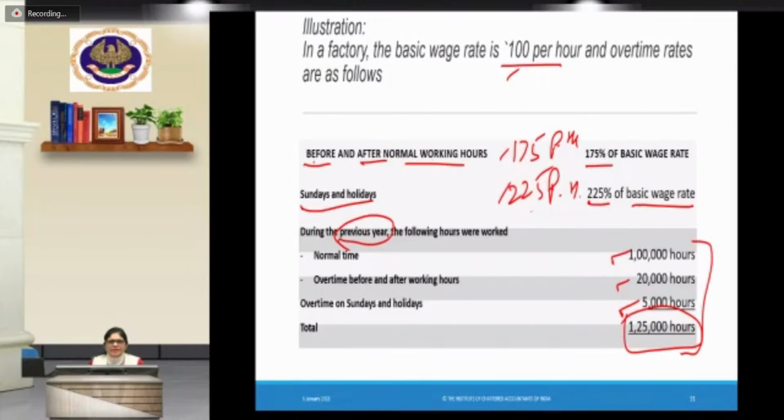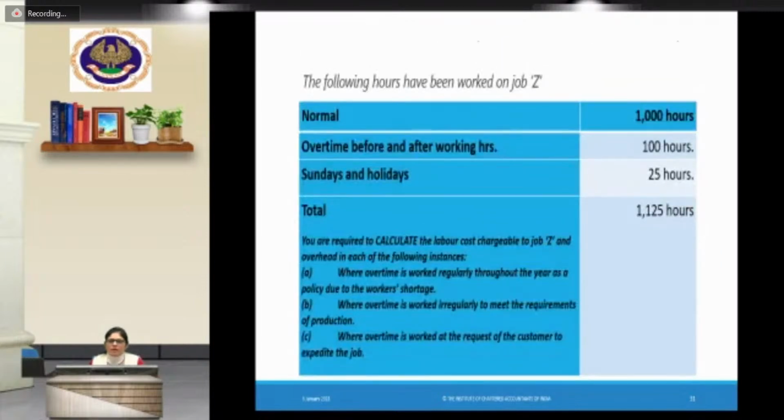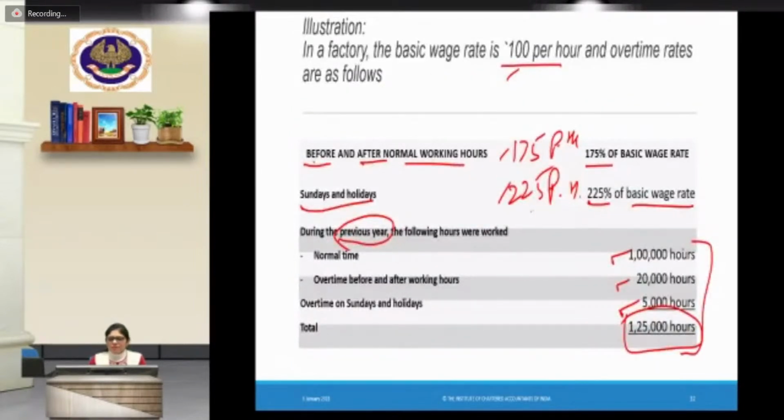So just take a note of this question. This is the second part of the question, the normal hours. Now this is the information given for the entire company, the whole organization. So we'll calculate the cost as per the whole organization. This information will be used to calculate cost per hour.